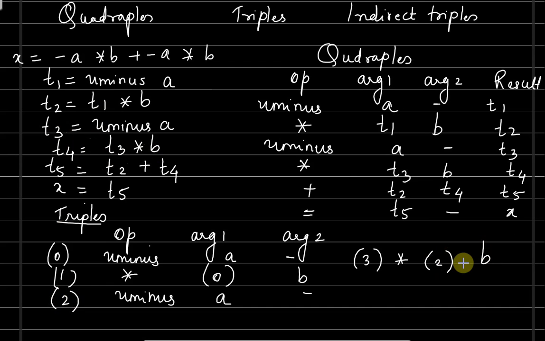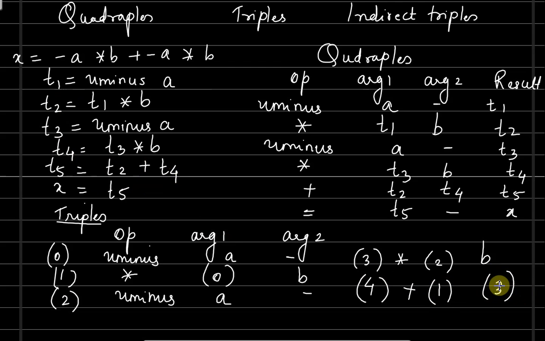Then next one, 4, is T5 is equal to T2 plus T4. So operator is plus. This temporary T2 is generated at this statement, that is 1. So I put that reference. And T4 is generated at this point, that is 3. So I'll write references of 1 and 3.